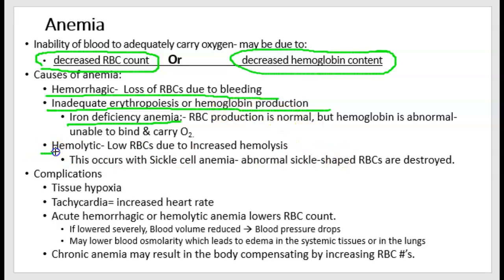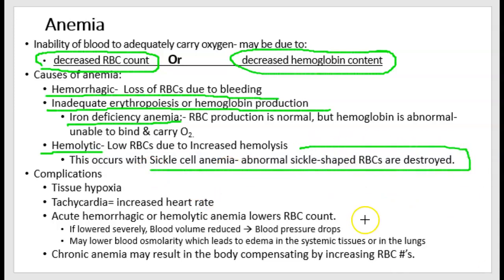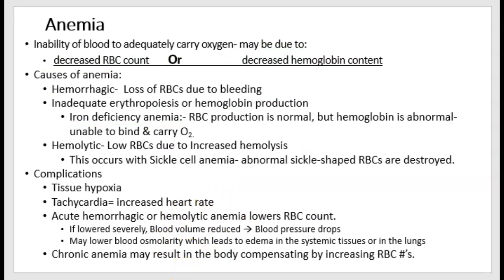You could also have anemia due to increased hemolysis. So this is what occurs with sickle cell anemia. The abnormal sickle-shaped red blood cells are destroyed. Okay. Now, the complication of anemia is that the tissues experience hypoxia, low oxygen. But the body could compensate by increasing the heart rate, and the term for that is tachycardia. Okay.